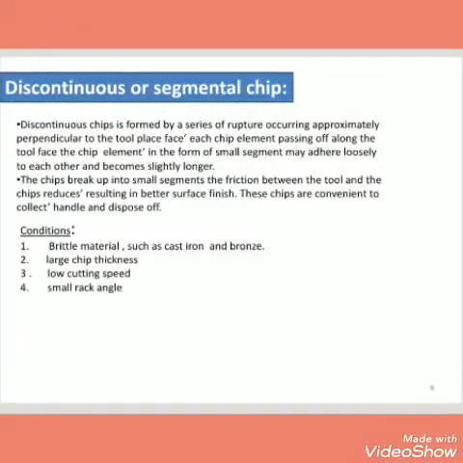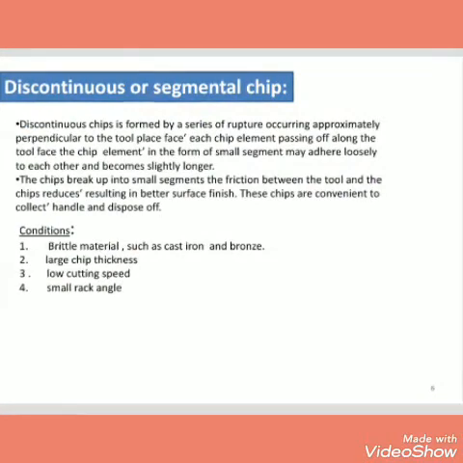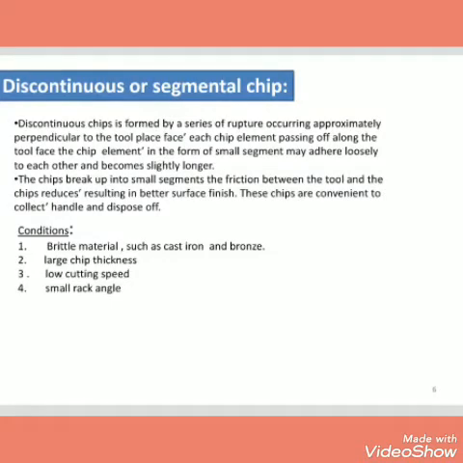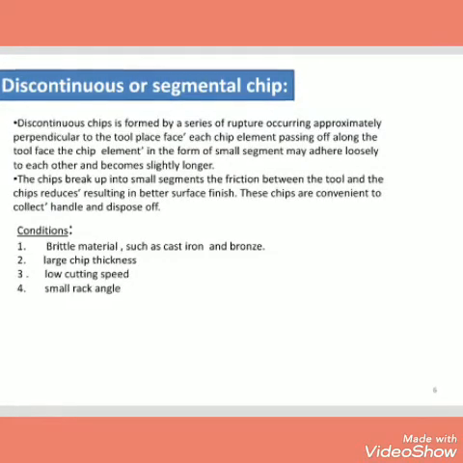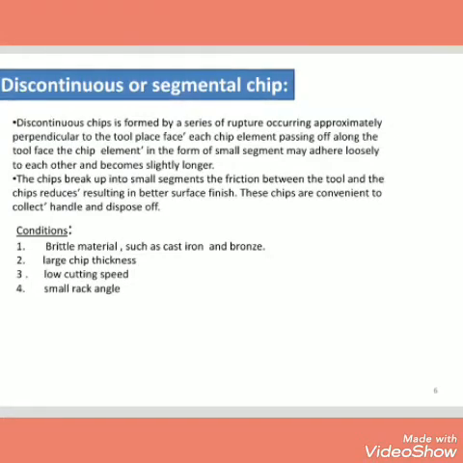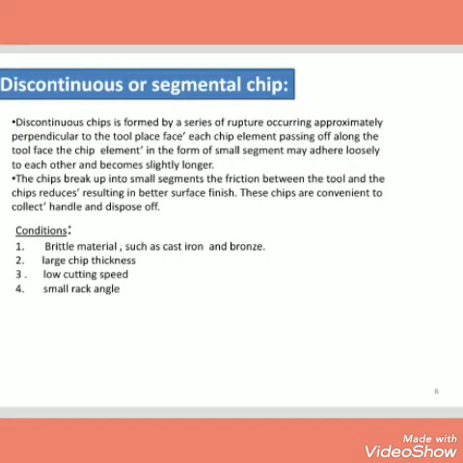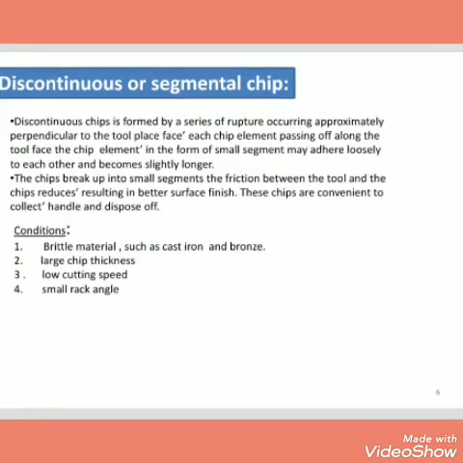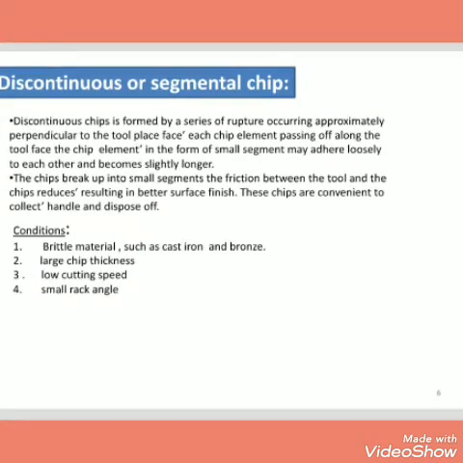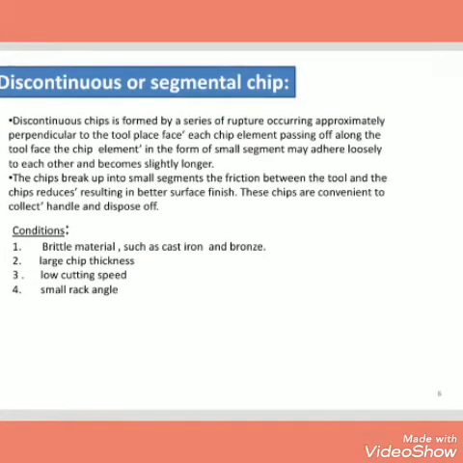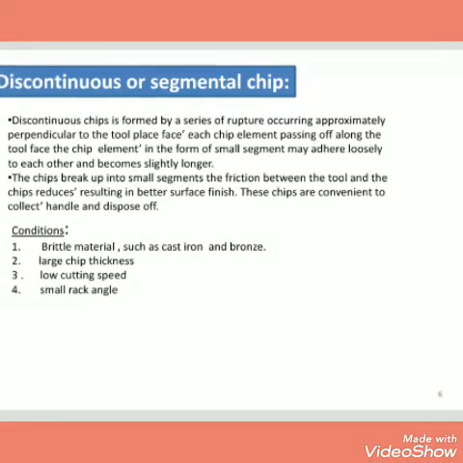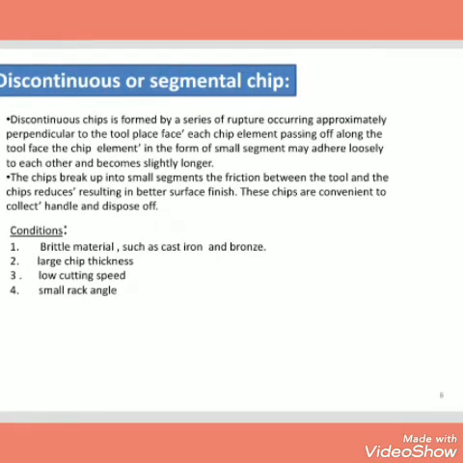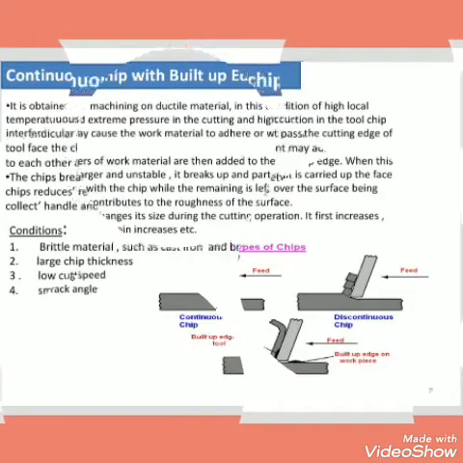So next is the discontinuous or segmental chip. A discontinuous chip is formed by a series of ruptures occurring approximately perpendicular to the tool face, each chip element passing off along the tool face. The chip elements, in the form of small segments, may adhere loosely to each other. The chip breaks up into small segments, that's why this is called the discontinuous or segmental chip. The conditions are brittle material such as cast iron or bronze, large chip thickness, and low cutting speed.